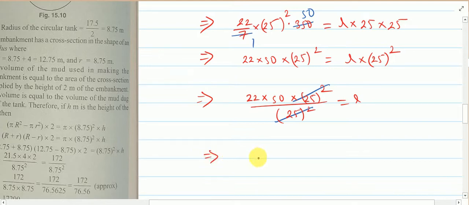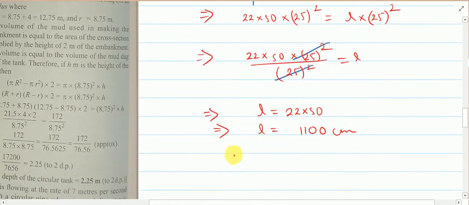Now this implies length is 22 into 50. So multiplying, 22 times 50 gives 1100 centimeter. If you want to change this to meter, you have to divide by 100. When you divide by 100, you will get 11 meter. So this is the answer for question number 14.